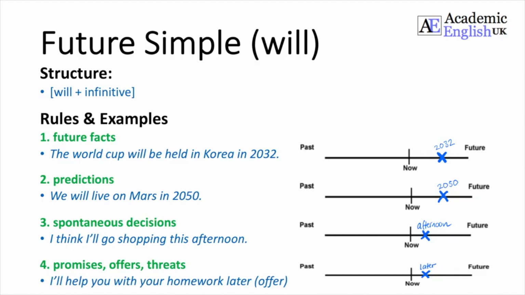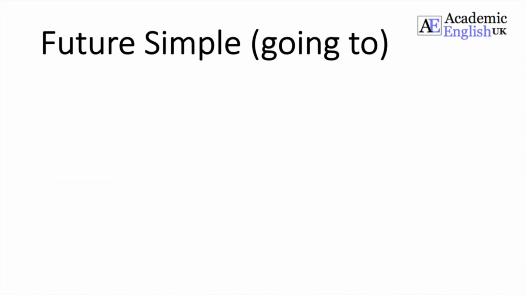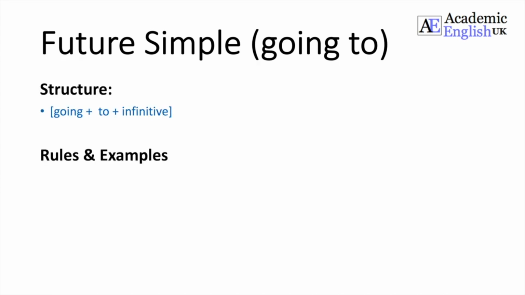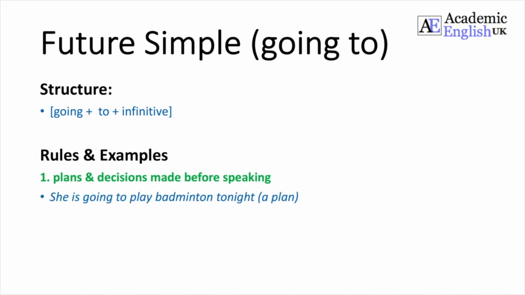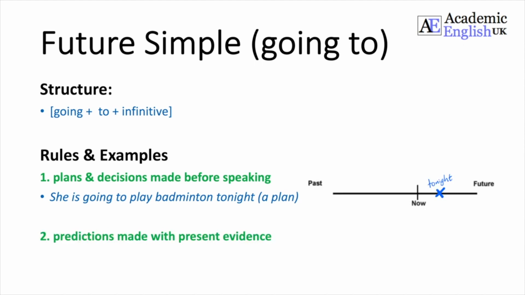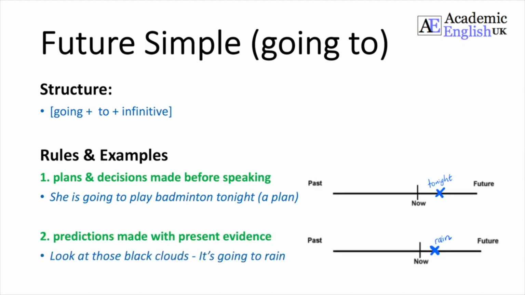The second future simple is going to. So this is created using going plus to plus the infinitive. There are 2 key rules. The first rule is plans and decisions made before speaking. She is going to play badminton tonight. And then number 2 is predictions made with present evidence. Look at those black clouds, it's going to rain.